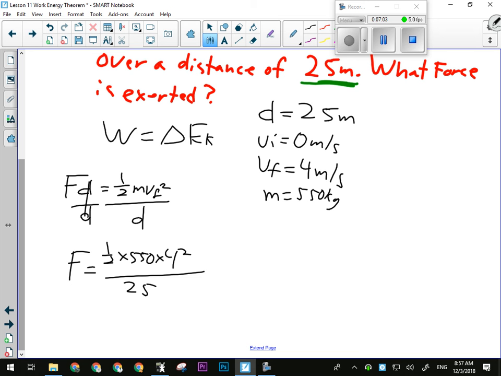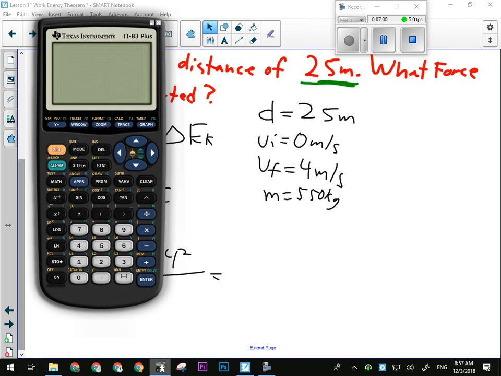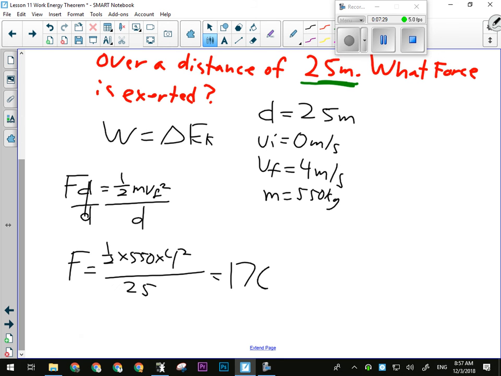Okay. So 0.5 times 550 times 16, divided by 25 meters. All right, so they used 176 newtons worth of force. Okay, everybody all right with what we did there?